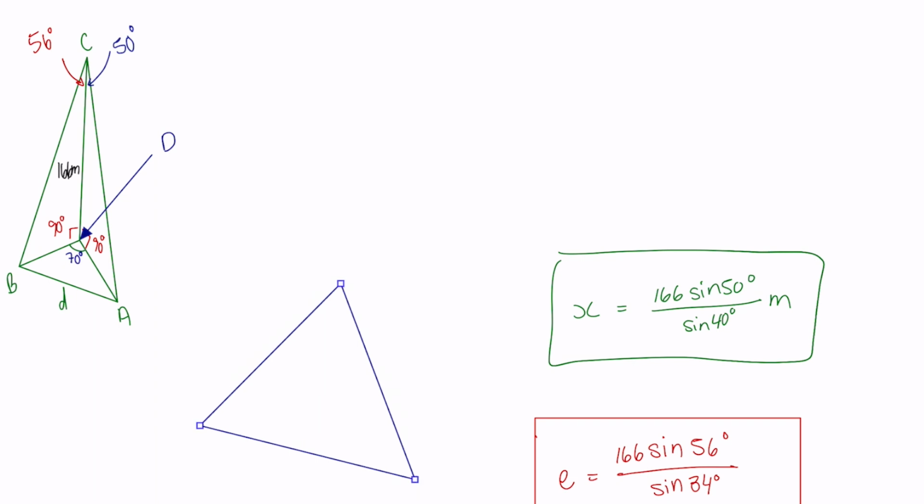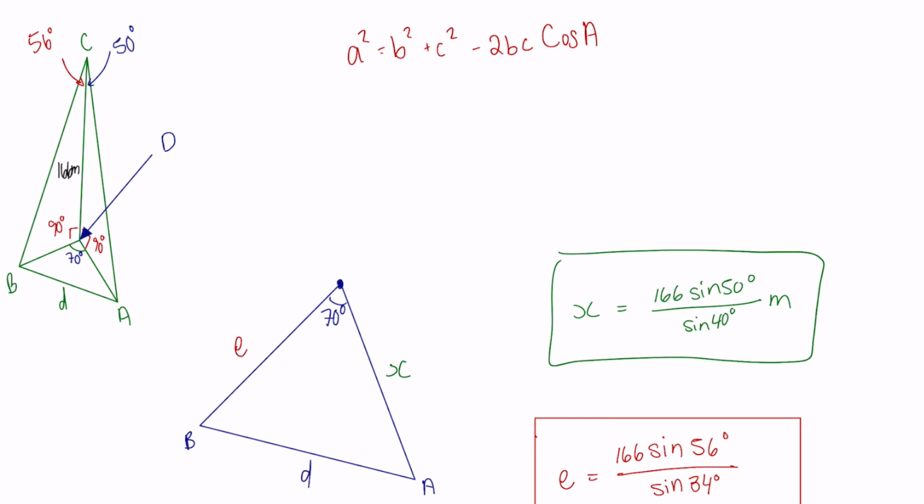I'm just drawing the base from a bird's eye view again. Remember, this is the point D on our diagram, or base of the tower, and this is boat A, boat B, and this is the distance between them. This is the 70-degree angle between them. This is our side length E that we know, and our side length X that we know. With this information, we can solve for D using the cosine law. So that is a squared equals b squared plus c squared minus 2bc cos A.